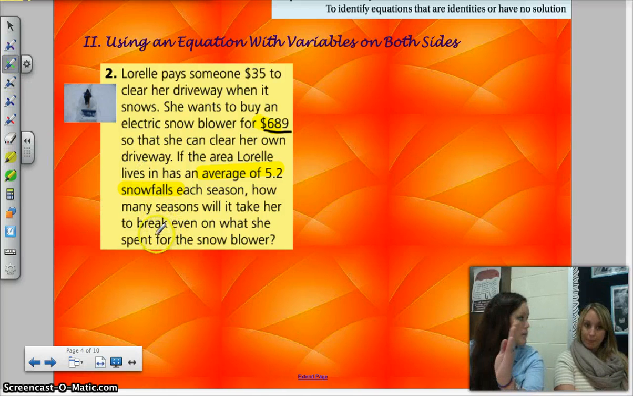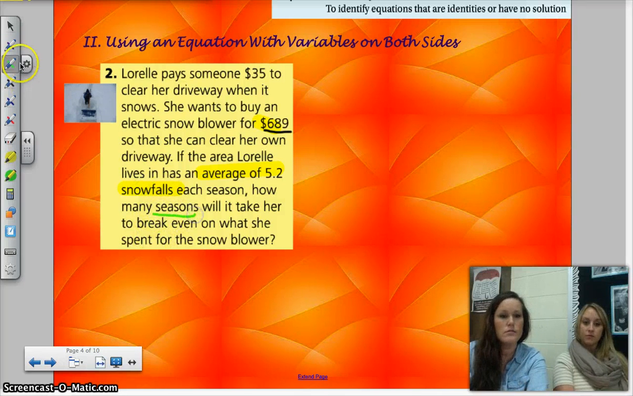Okay, so the first thing I'm going to do is figure out what I'm solving for. And it says right here in the question, how many seasons? So I'm going to set my variable s equals seasons. Perfect. Okay, now what do we do?